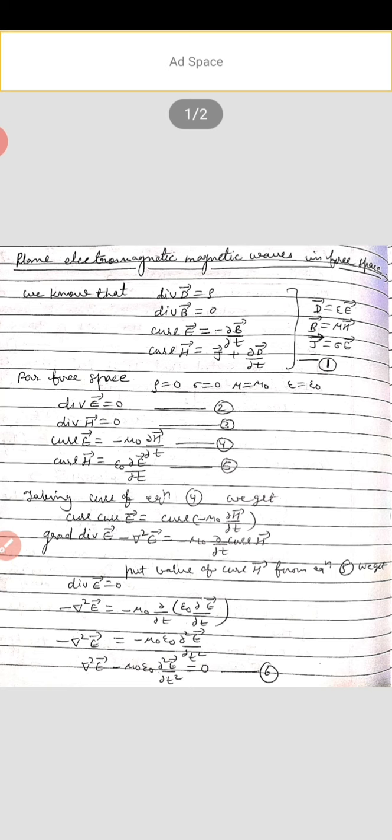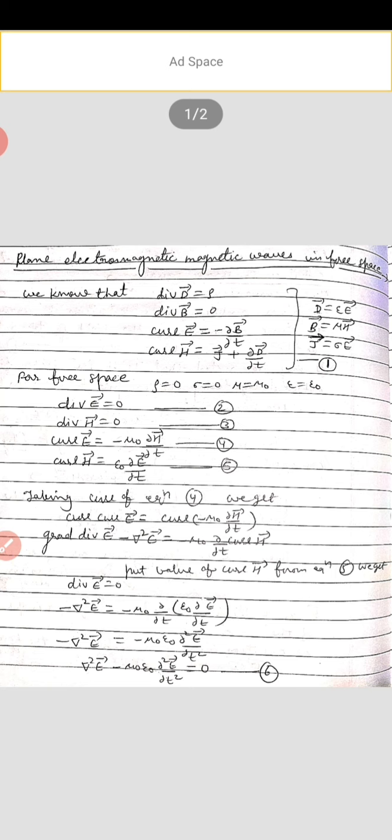Today, our topic is plane electromagnetic waves in free space. We know that the four Maxwell equations are: divergence D is equal to rho, divergence B is equal to 0, curl E is equal to minus del B by del T, curl H is equal to J plus del D by del T. And here D is equal to epsilon into E, B is equal to mu naught into H, and J is equal to sigma into E.